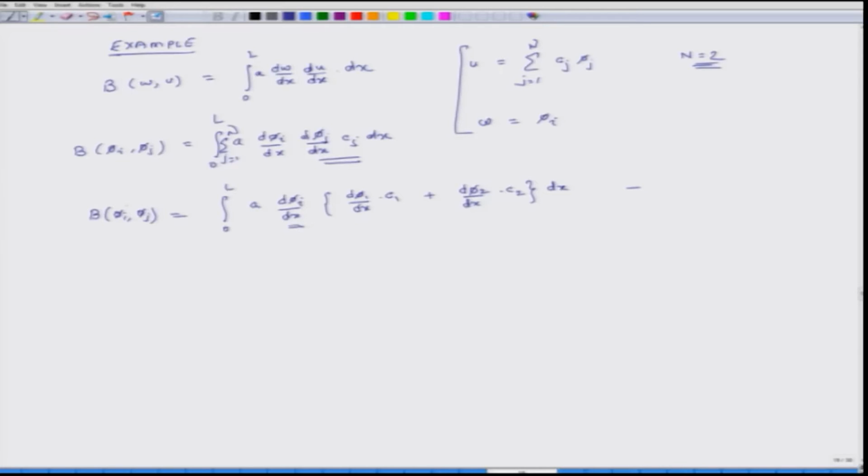Okay. So, when i is equal to 1, what do I get? B of phi 1, phi j, integral from 0 to L. So, i equals 1 times d phi 1 over dx times C1, plus integral 0 to L A d phi 1 over dx times d phi 2 over dx times dx.